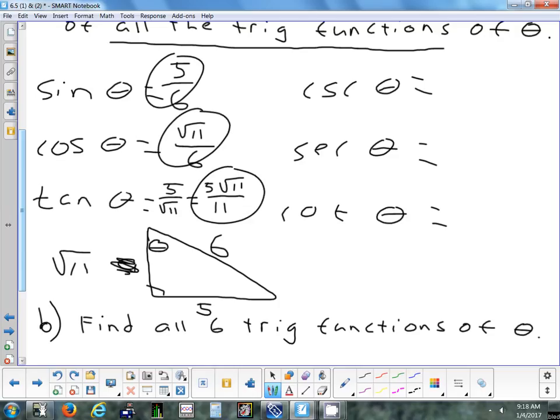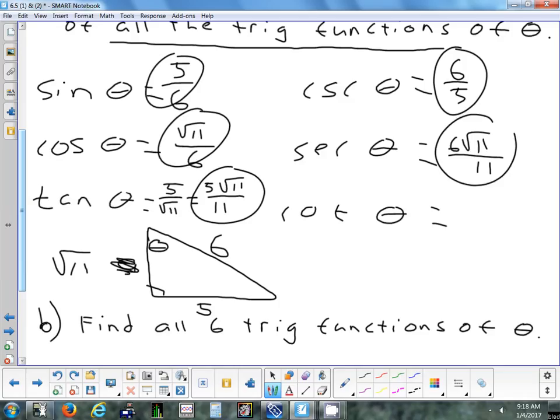What about my cosecant? Would it just be the sine flipped, right? Yep, so it'd be 6 over 5. How about my secant? 6 square root of 11 over 11. Yep, so you'd flip the cosine, but then when you flip it, that square root's going to go to the bottom and you need to fix it. And now for the cotangent, you have 2 choices. You could either flip the one I just circled in red or the one I circled in black.